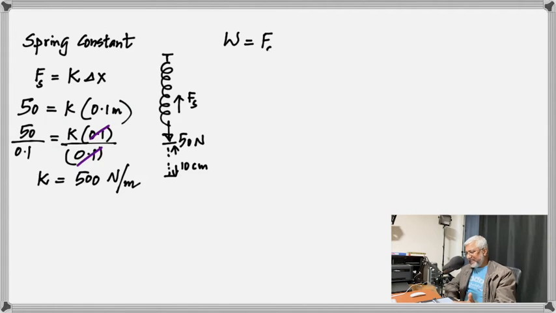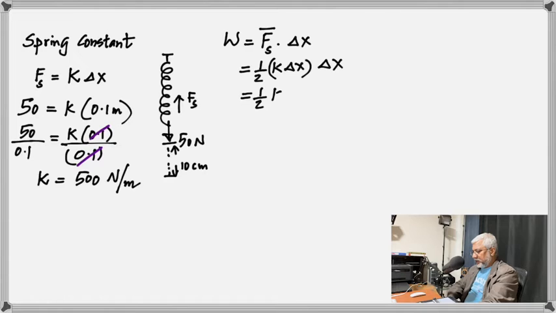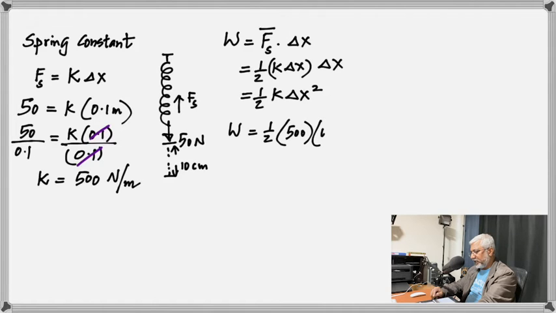So the formula for work generally is force times displacement, but you got to be careful here. You have to take the average force because the force is changing. That's why you get 1/2 k delta x as the average force, and then times delta x, okay? So just remember that the formula for work done in stretching a spring is 1/2 k delta x squared. We got k. We know delta x is 0.1. Square it and do the math. You get 2.5 joules.